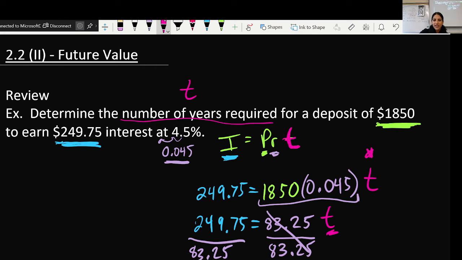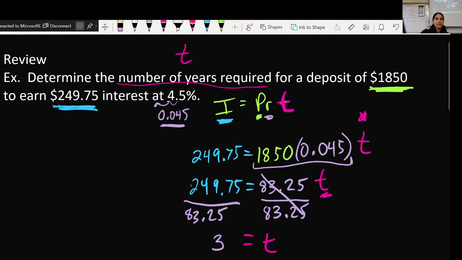So on the right side, I would just have the variable t. And on the left side, if we have 249.75 and we divide it by this, we end up getting a value of 3. You would punch that into your calculator, you would do this number divided by this number, and we would end up with 3. 3 is our t value, so what is it that we just found? The time.